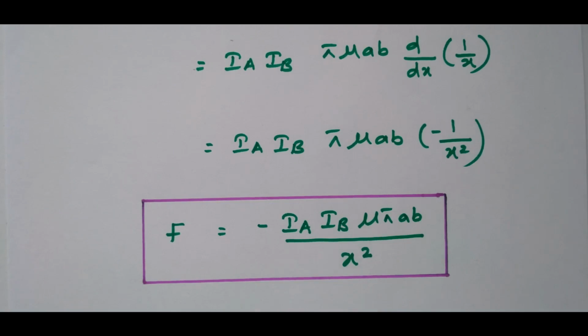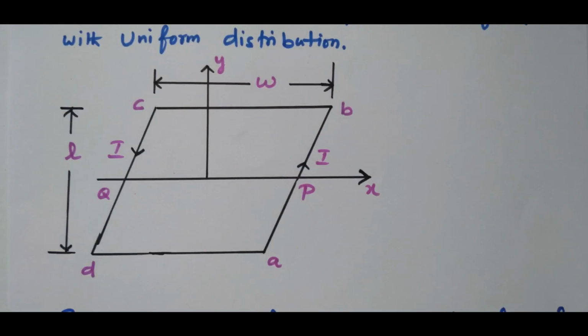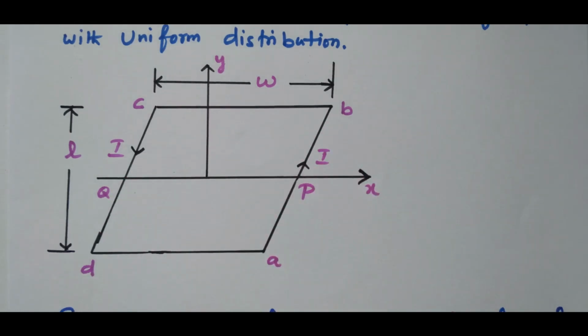Now we'll see the torque on the closed circuit. Refer to this diagram. So we have one conductor AB, BC, CD and DA. We consider this is one conductor AB. This is another conductor CD. This is another conductor DA and AB. The conductors are placed in a closed loop.